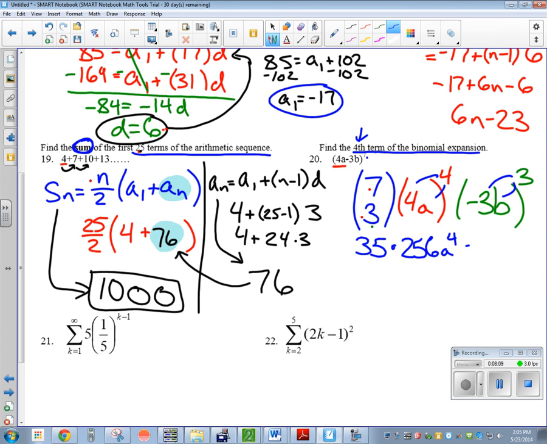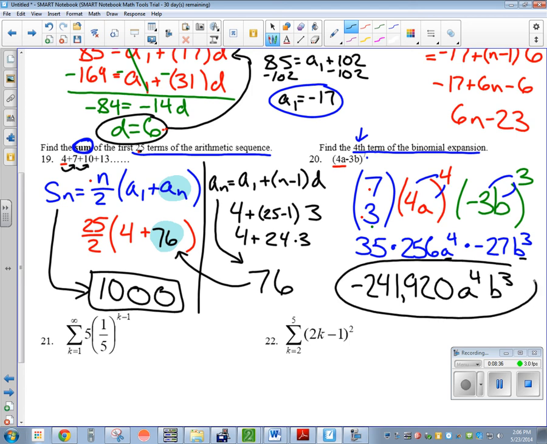Both things cubed. When I take negative 3 and I cube it, I get negative 27. And then b cubed. I've got to multiply. It's going to be a big old number. 35 times 256 times negative 27 gets me, woo, big number: negative 241,920. A to the fourth, b to the third, because of that and that. There's my answer. Big old number, but it works. Not hard, just do it.